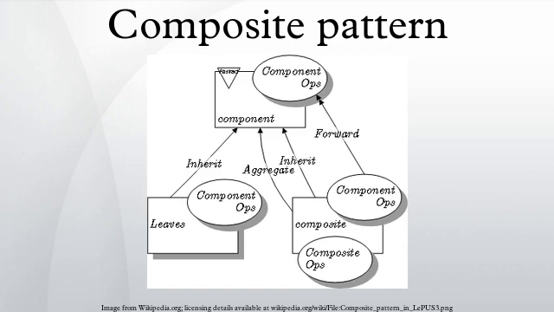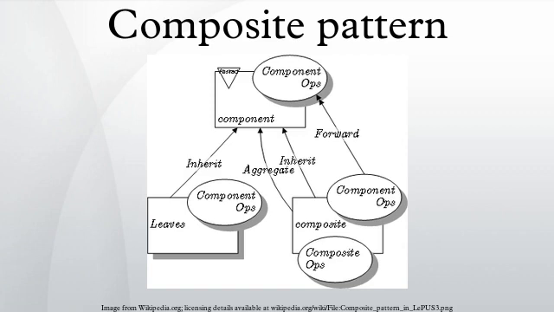In software engineering, the composite pattern is a partitioning design pattern. The composite pattern describes that a group of objects is to be treated in the same way as a single instance of an object. The intent of a composite is to compose objects into tree structures to represent part-whole hierarchies. Implementing the composite pattern lets clients treat individual objects and compositions uniformly.